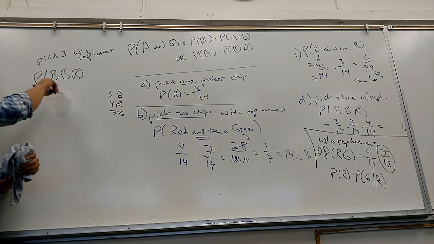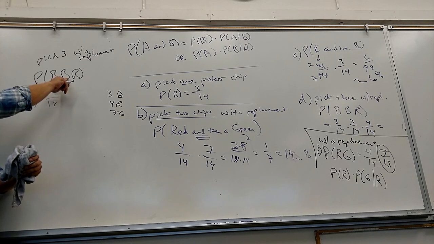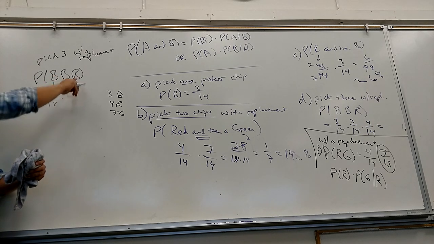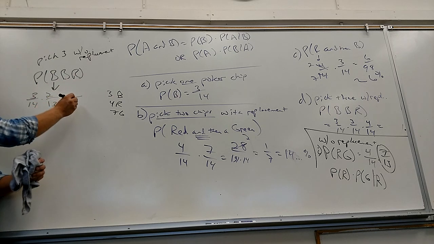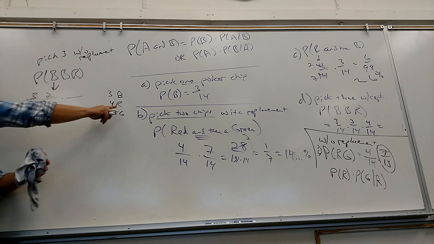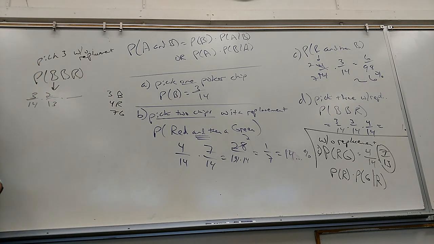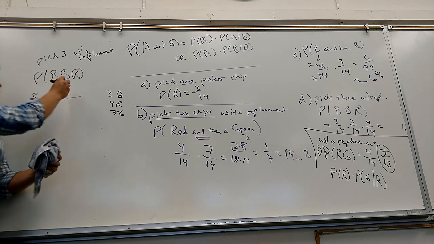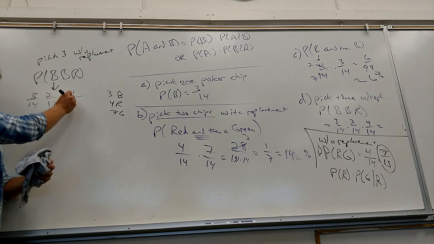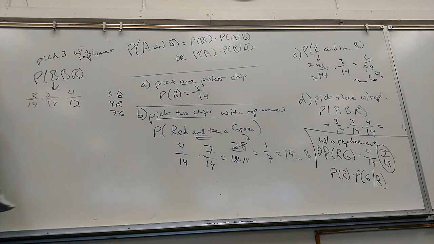So now there's one less chip, but there's also one less blue. But now what about that last red? Yeah, still all 4 red. Why? Because I haven't picked a red yet. So still all 4 red options there, but now there's only 12 chips left in the bag.